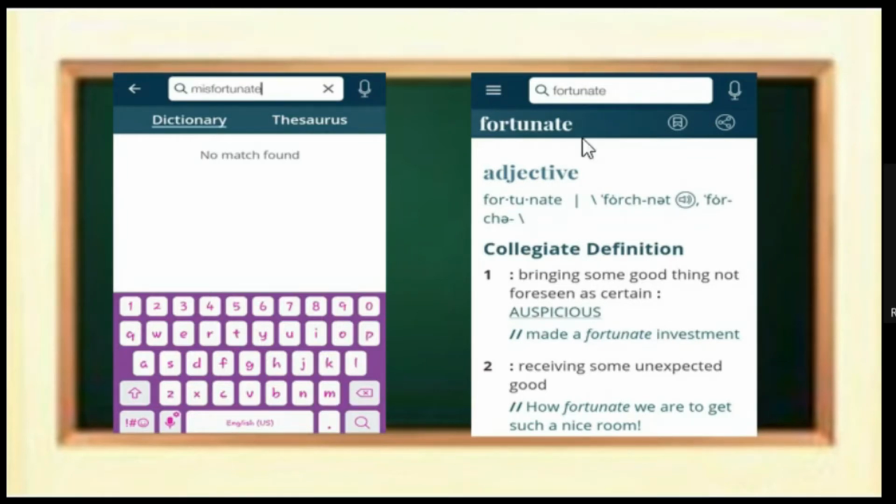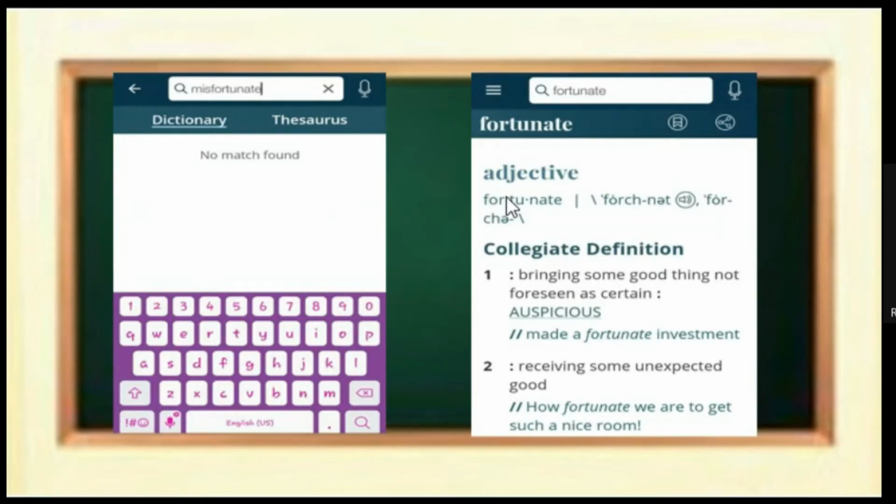Okay, now that I have the meaning of fortunate, which is bringing some good thing not foreseen as certain, now I know the meaning of this. Now, how do I get the meaning of misfortunate? All I have to do is combine the meaning of the prefix to the meaning of fortunate. What is the meaning of miss? Just a little review. Maybe you still remember. When you use the word miss as a prefix, what do you mean by miss?